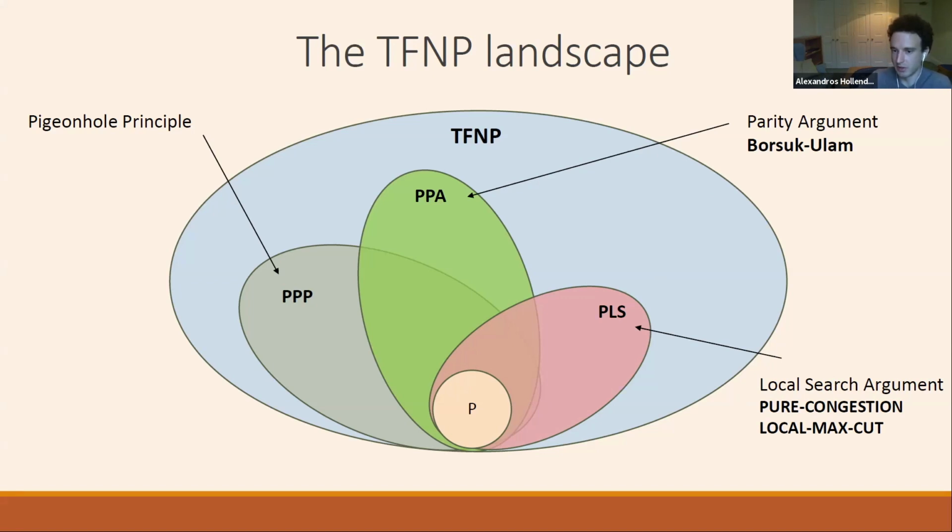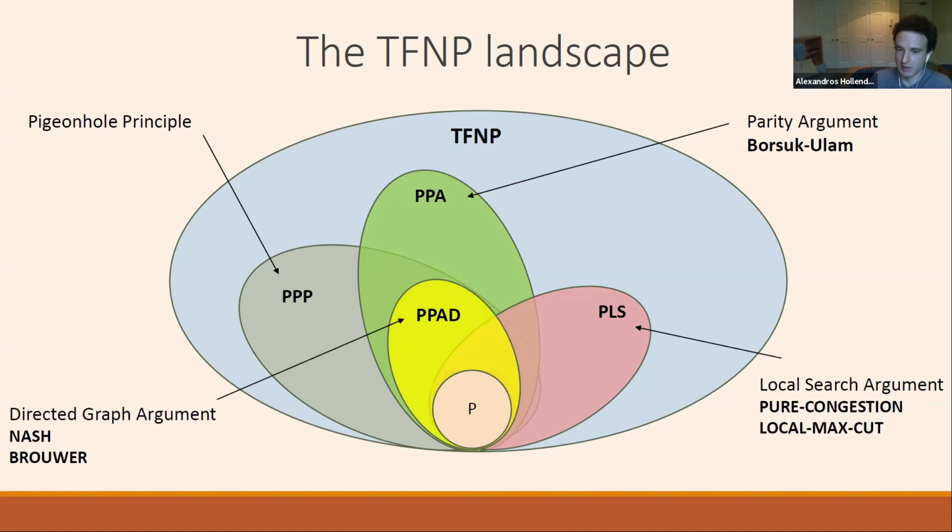That's the first quite successful class, and the second one is PPAD. So PPAD contains problems where the totality follows by some kind of a directed graph argument. I won't explain what it is exactly because we'll see it a bit later in the talk. And it is perhaps most famously known, this class PPAD, because the Nash problem is complete for this class. And just like PPA, the class also has a nice characterization in terms of a topological problem, namely the Brouwer problem, which is based on Brouwer's fixed point theorem, is complete for PPAD.